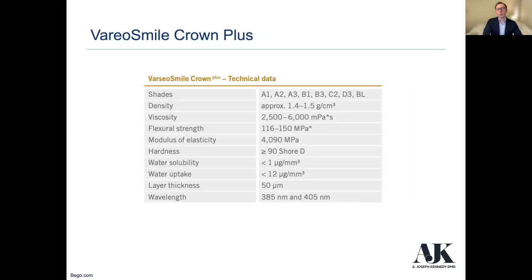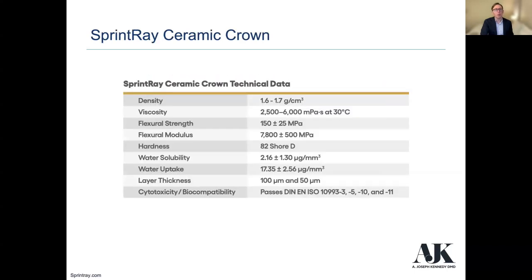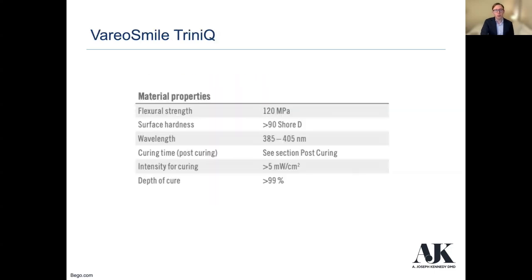When we look at the Vario Smile Crown Plus, which is one that I'm going to show you a case study with here, you can see again flexural strength varies between 116 and 150. Just to give you an idea, the hardness there is a 90 Shore. Vario Smile Trinique, which is a newer one that just hit the market. You can see that the flexural strength is 120 megapascals and the surface hardness is about 90. So they're all roughly the same. You'll see though that the Sprint Ray ceramic crown has the strongest or highest flexural strength.